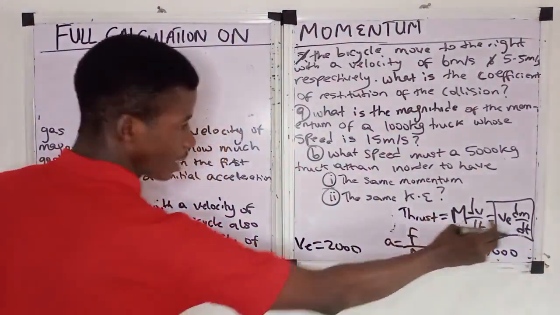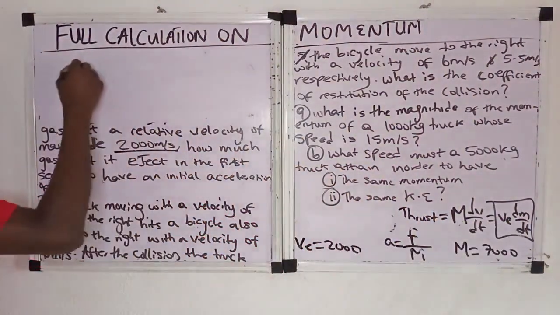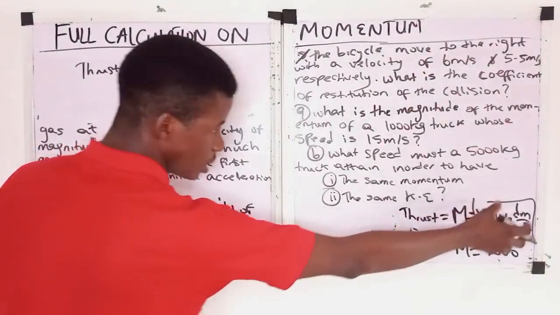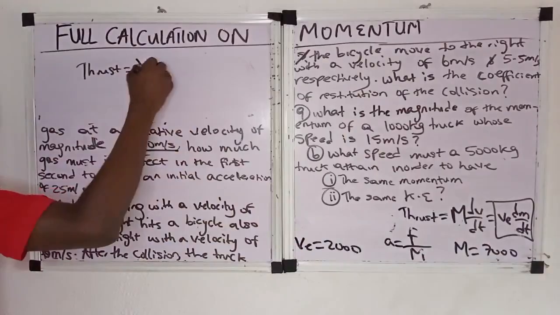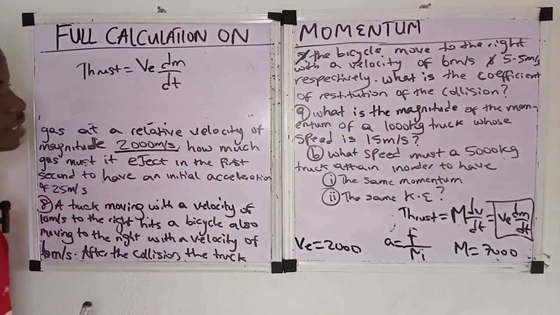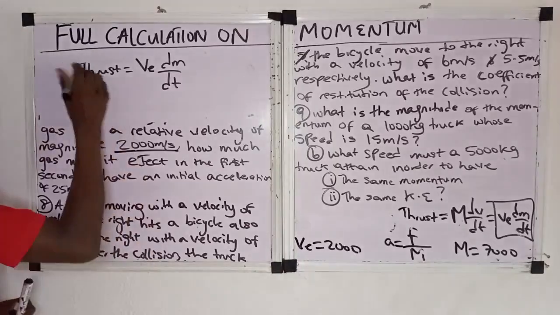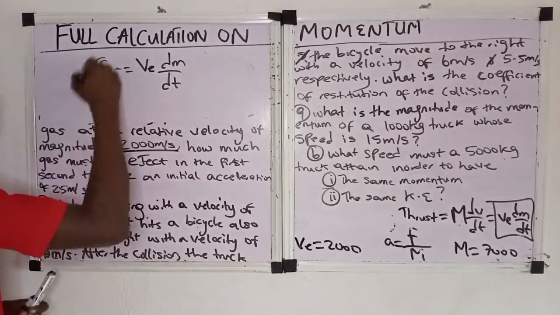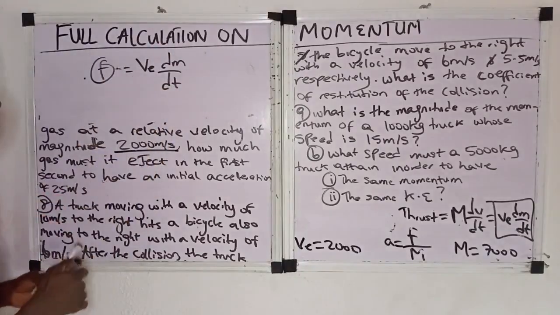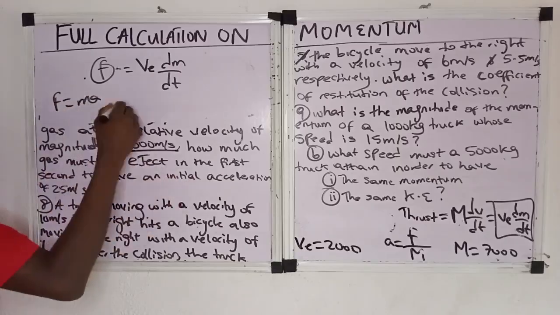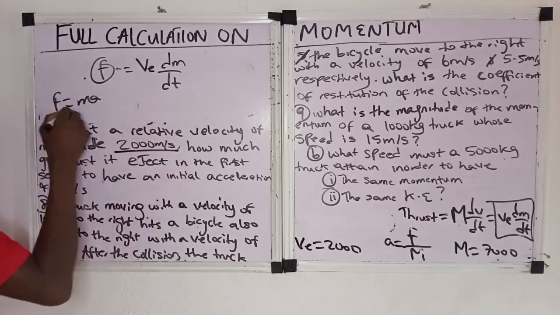This formula is equal to thrust. So thrust is equal to what? It is either equal to this, but we're not using this. We're using this: thrust equals ve dm over dt. We don't know the force or thrust, so we first need to look for the force before we get dm. How are we going to look for force? Force is equal to ma, right?